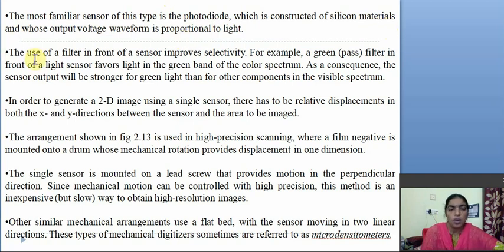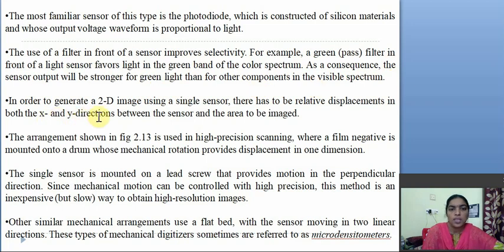Now here we are using one filter in front of the sensor, that improves the selectivity, right? For example, if I use a green filter in front of the light sensor, that means the sensor is favorable to the green band of the color spectrum. So it passes that one, and the remaining ones are eliminated. As a consequence, the sensor output will be stronger for green light than for other components in the visible spectrum.